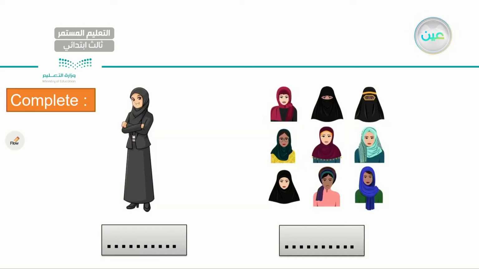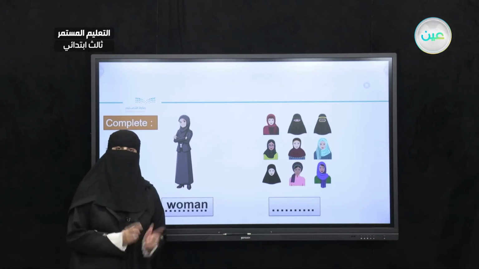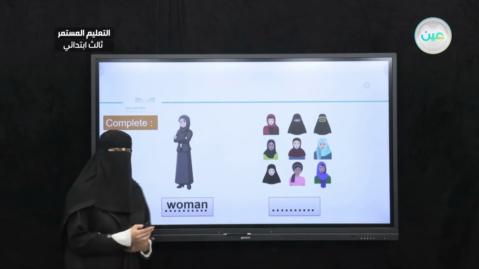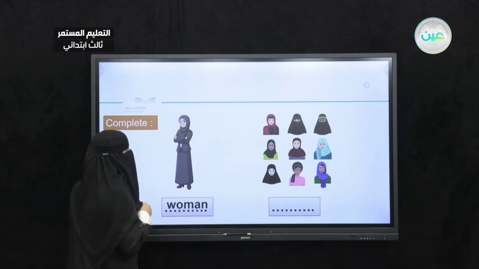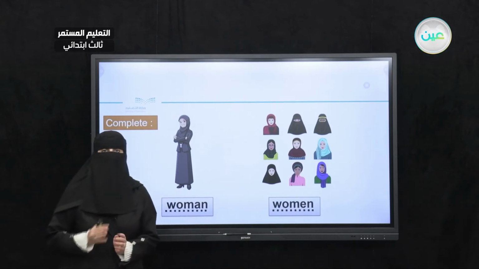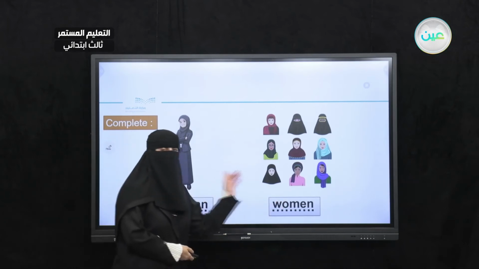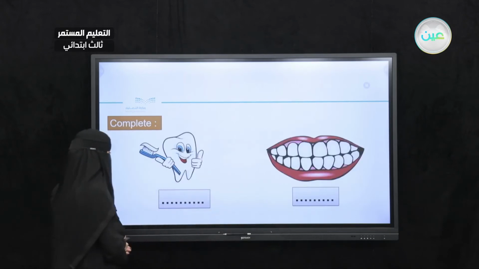How about this picture now? To your left, I have a woman. Very good. A woman, with an A. But to your right, I don't have 1 woman. I have 1, 2, 3. Let's count. I have 9 women. Notice the difference. It is formed differently. E here, and here I have a. Woman, women. Very good.